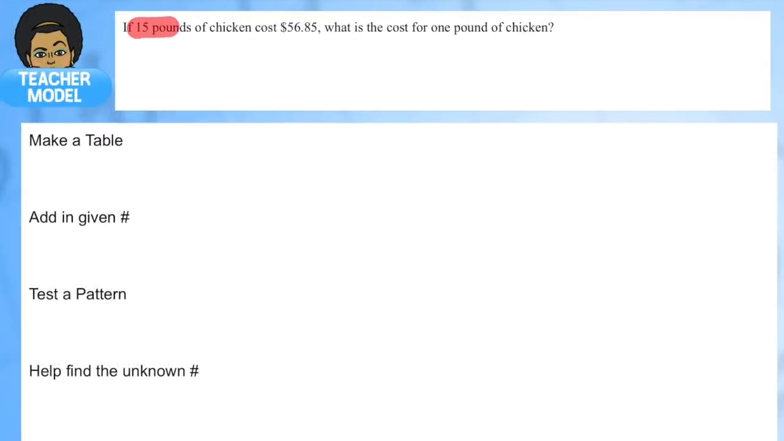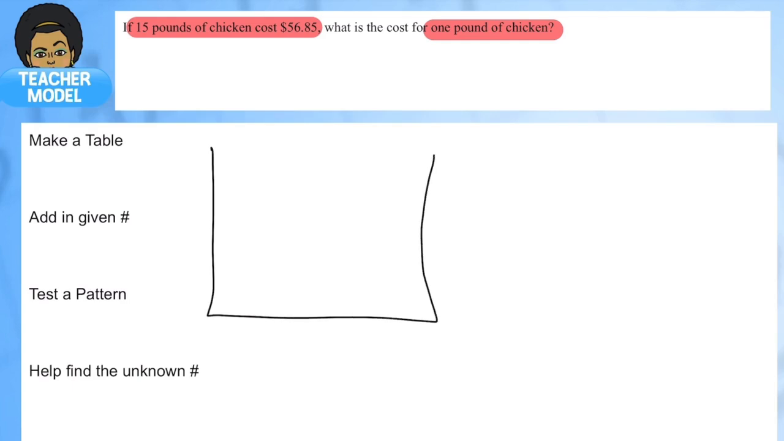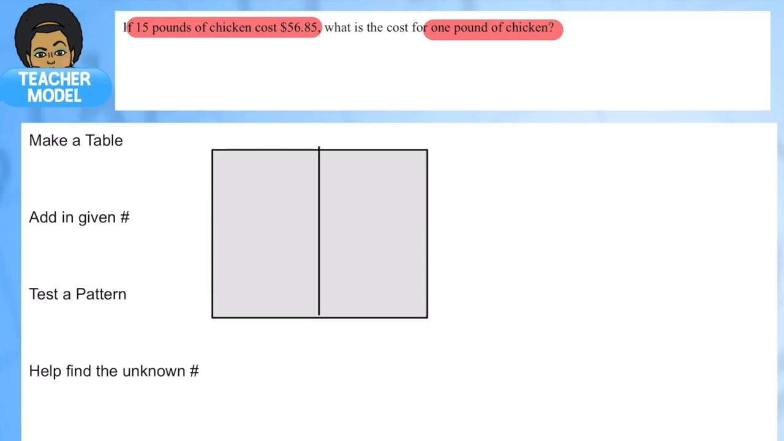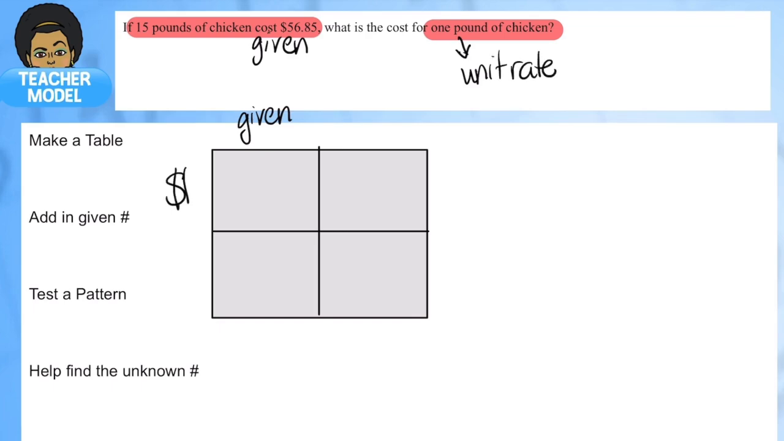If 15 pounds of chicken costs $56.85, what is the cost for 1 pound of chicken? So again, I'm just going to use math, and I'm going to make a table, and we're going to start with our given ratio, which is right over here. This is what is given, and we want to know the cost per pound. So the cost for 1 pound, that's our unit rate. So I'm going to put cost per pound.